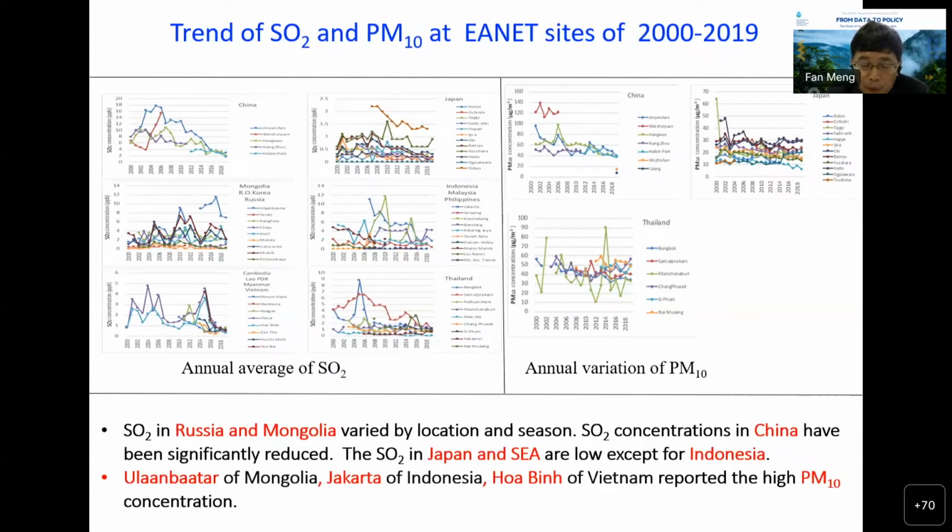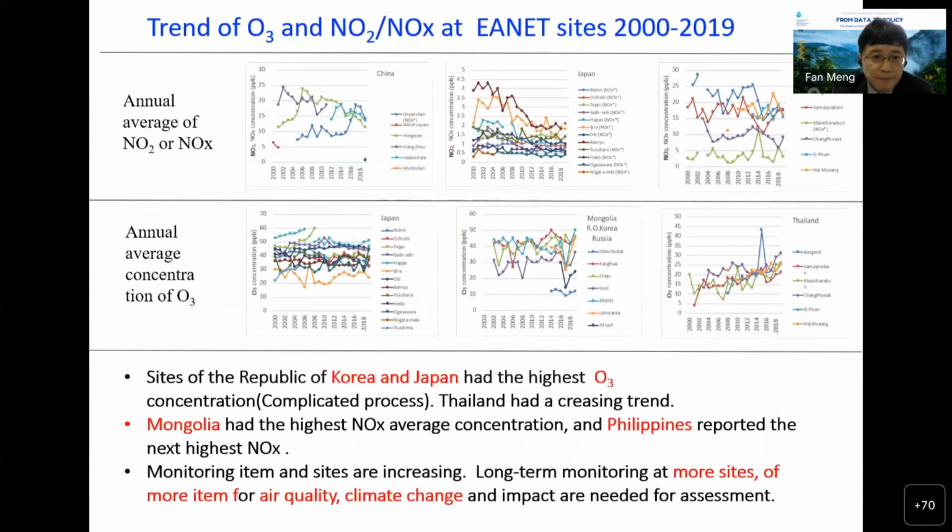PM10 is actually more connected to coarse particulate, like fugitive dust or wind-blown dust. And this slide is ozone and NOx, NO2. As I mentioned, the ozone in Korea and Japan is high, but in the other regions we can see a very slight increase. On some Chinese sides and some Thailand sides, we can see an increasing ozone problem. And in Mongolia and the Philippines, we now have a high NOx concentration that is a little bit increasing.